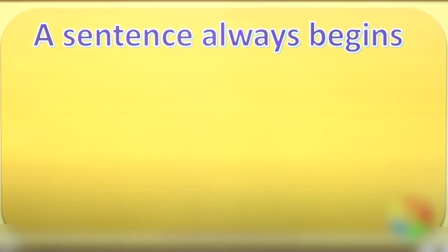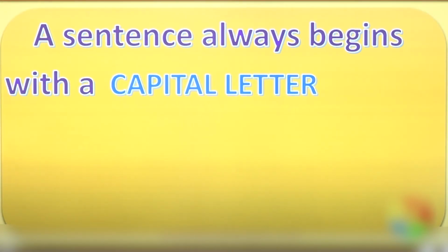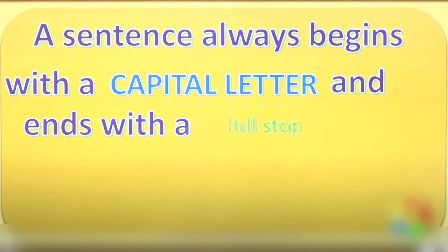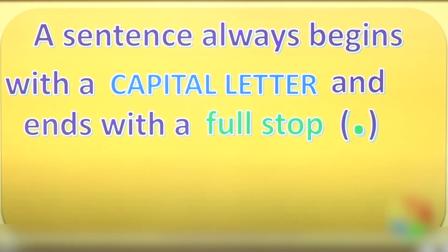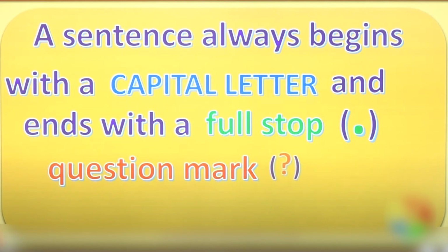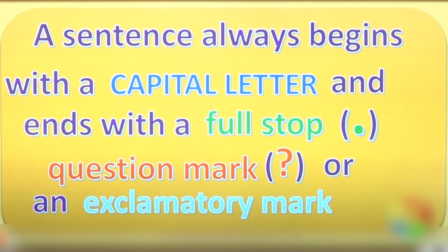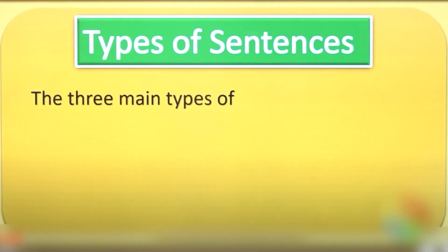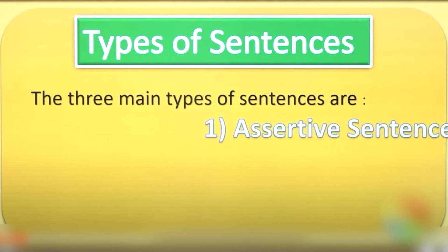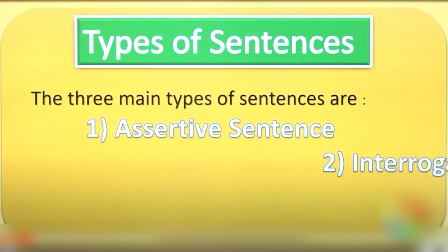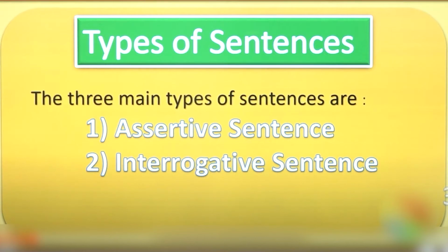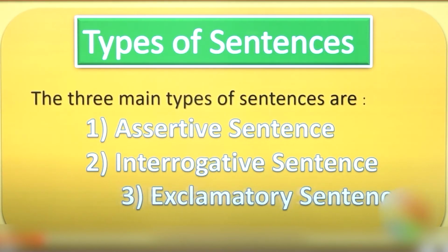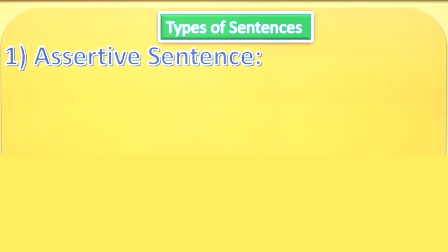So students, a sentence always begins with a capital letter and ends either with a full stop, a question mark, or an exclamation mark. Now let's see the types of sentences. In this chapter we are going to see the three main types of sentences. First one is assertive sentences, second one is interrogative sentences, and third one is exclamatory sentences. Now let's see what assertive sentences are.